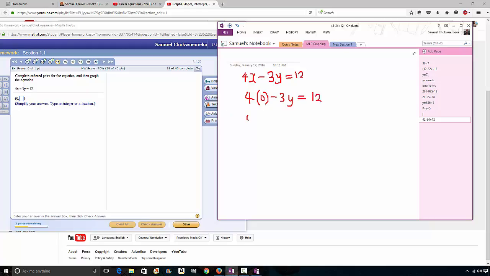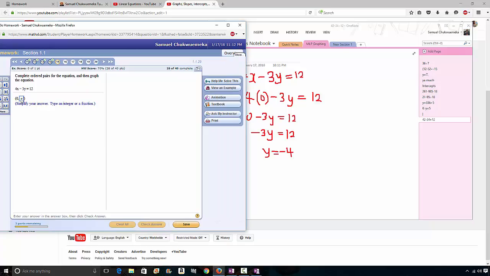So this is 0 minus 3y is 12. And that gives you that minus 3y is 12. So you divide both sides by minus 3. Y is what? Minus 4. Because this is 12 over minus 3, which gives you minus 4. So this is minus 4. Okay.